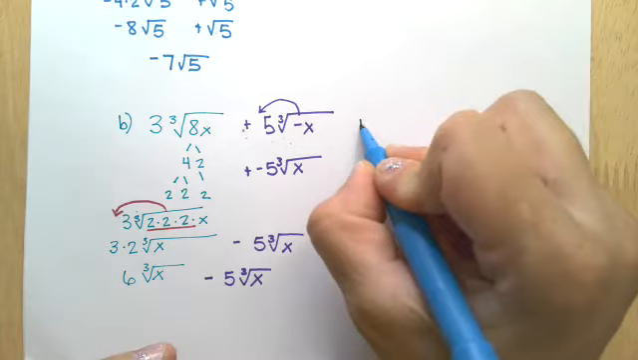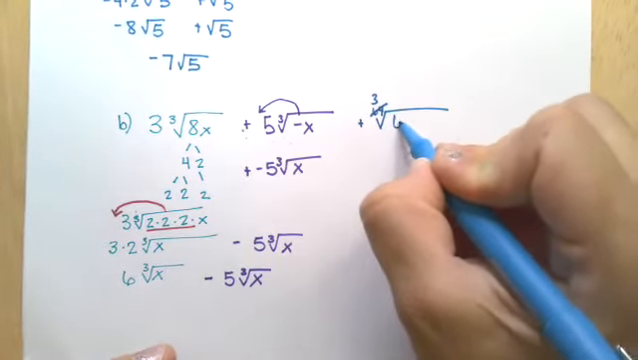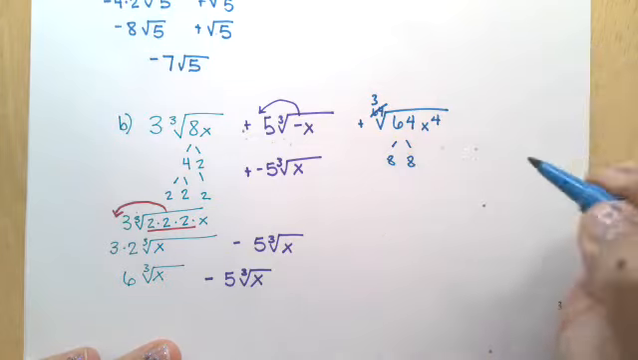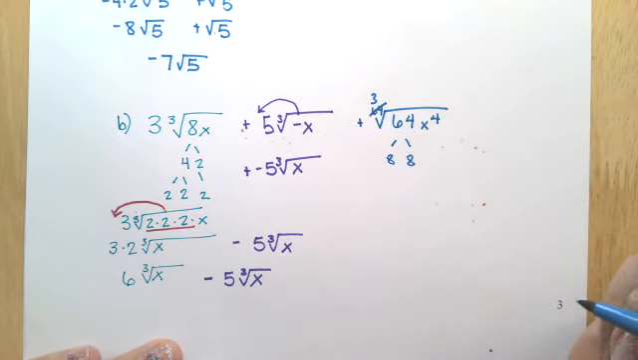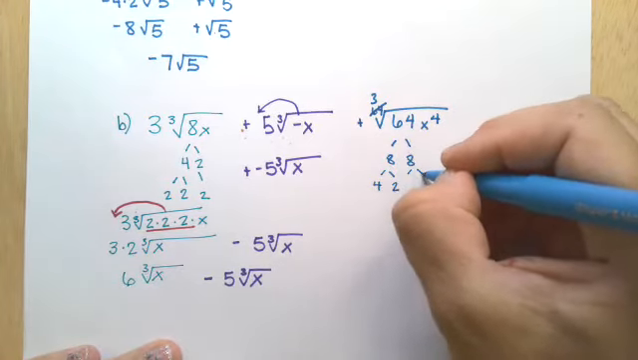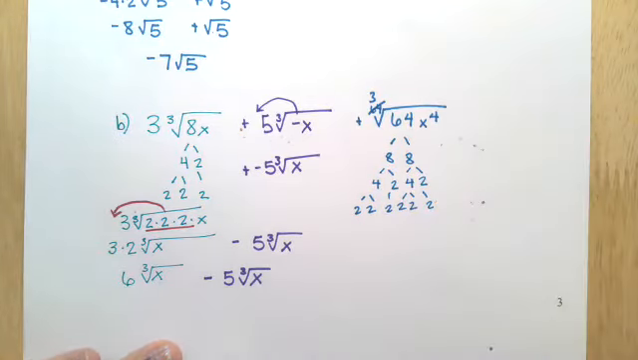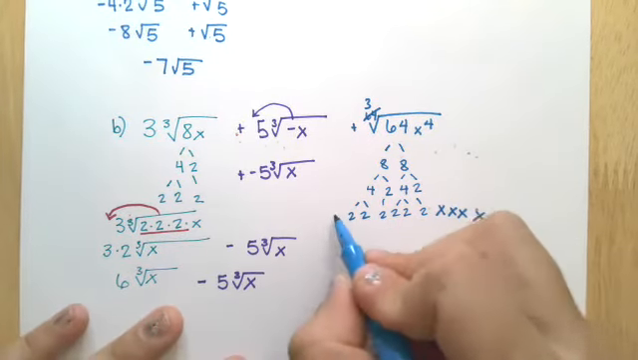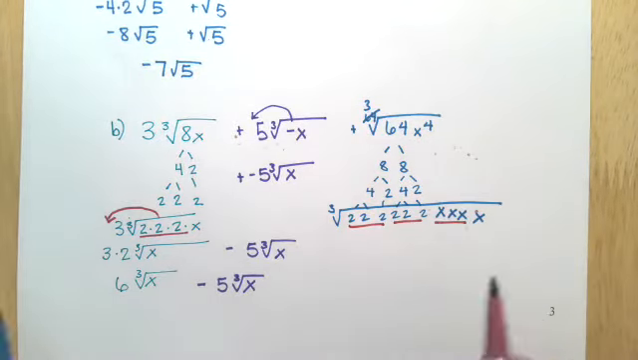Our last one was 64x to the 4. 64. 8 and 8. Okay. 4 and 2. 4 and 2. 2 and 2. 2. And we had 4x. Versus 3. So we're looking for groups of 3. 3 2's, 3 2's, 3 x's. So we can take that out.